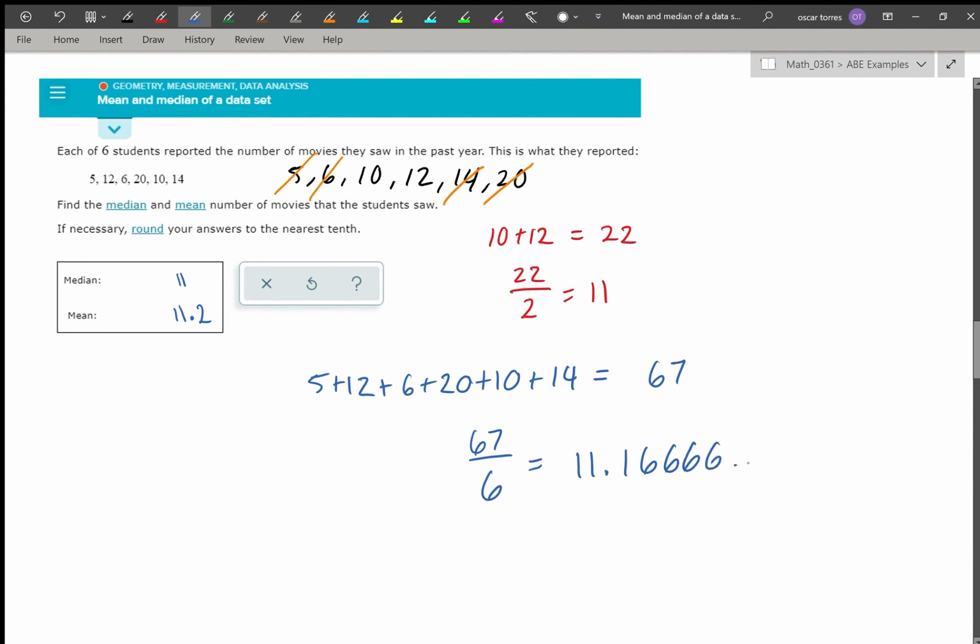11.1666, and it keeps going on and on. To find my final answer, I do need to round to the nearest tenth. So my tenth place is this 1 after the decimal, and to round to this place value, we need to look at the number after it. Because we have a 6, that 6 is going to move this 1 up to a 2, and our rounded answer would end up being 11.2.